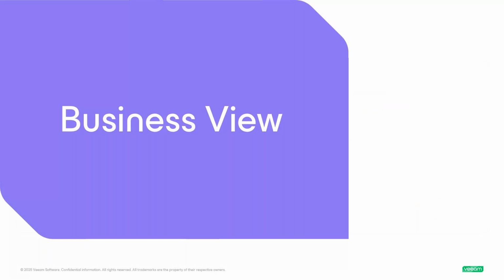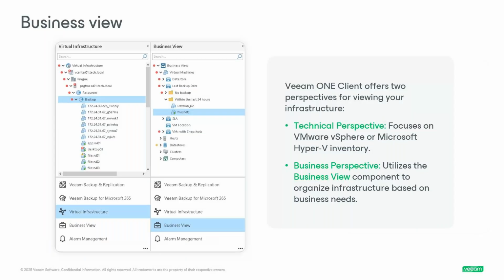And then business view. I alluded to that earlier. It is a way to abstract different resources that may not be directly connected from the physical host or whatever the case may be. So it basically allows you two different perspectives for viewing the infrastructure: a technical perspective or a business perspective, though there's probably going to be overlap between the two.